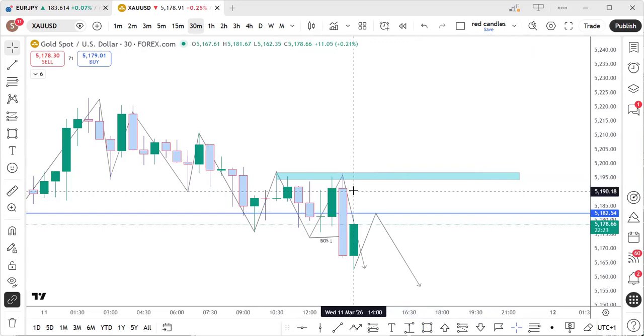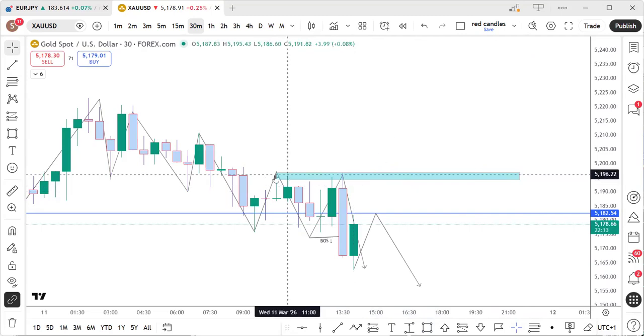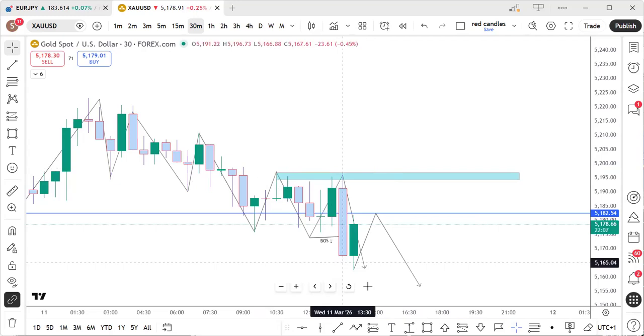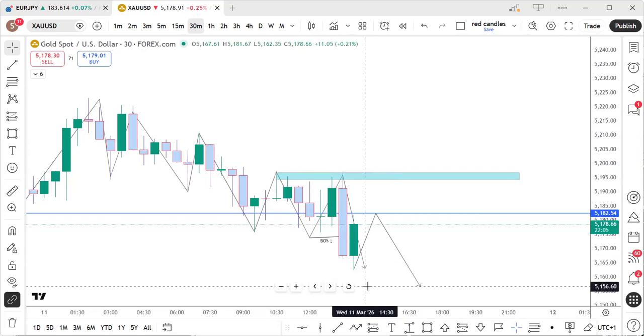This is our lower high here, and this is our lower low.